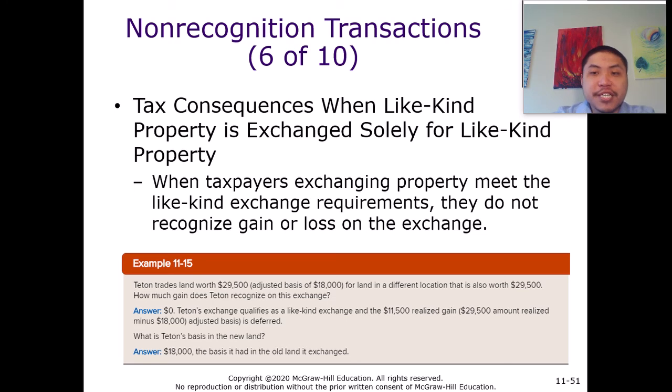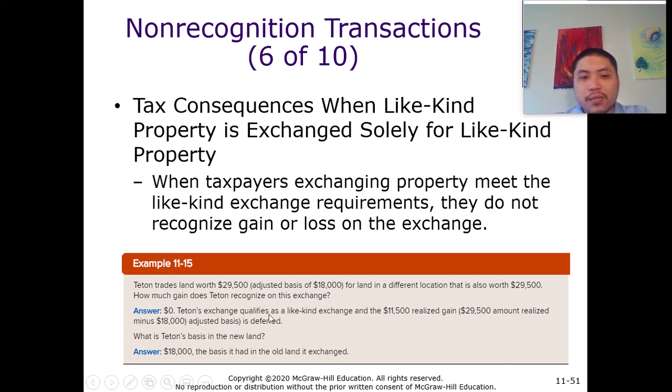In a pure like-kind exchange, the taxpayer is going to roll over the basis of the old property to the new property. In this case, Teton's old piece of land had an adjusted basis of $18,000, and we don't know what the basis on the new piece of land is. We just know the fair market value at the moment is $29,500.